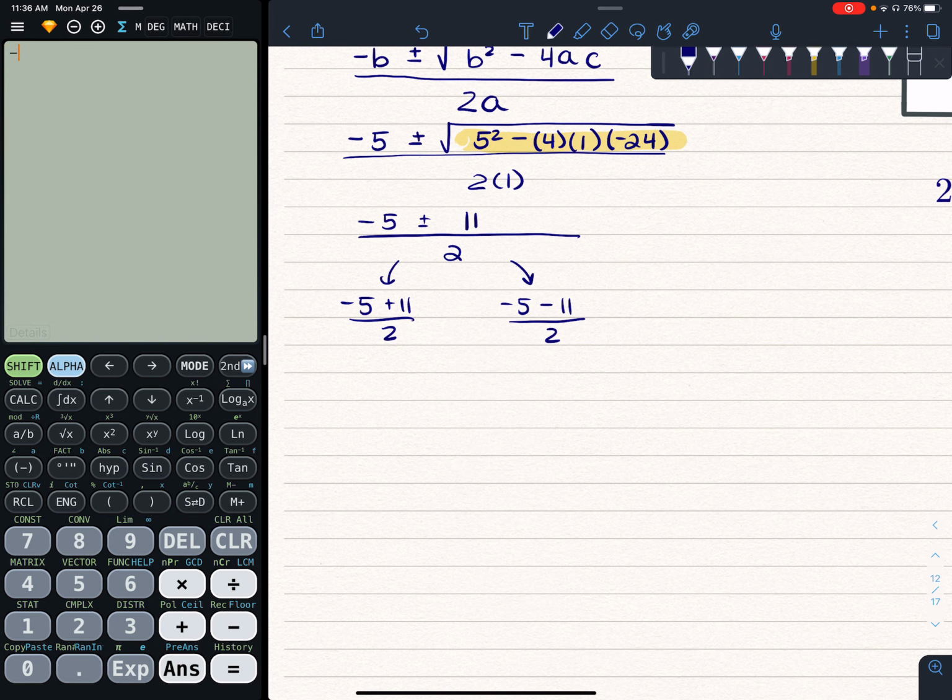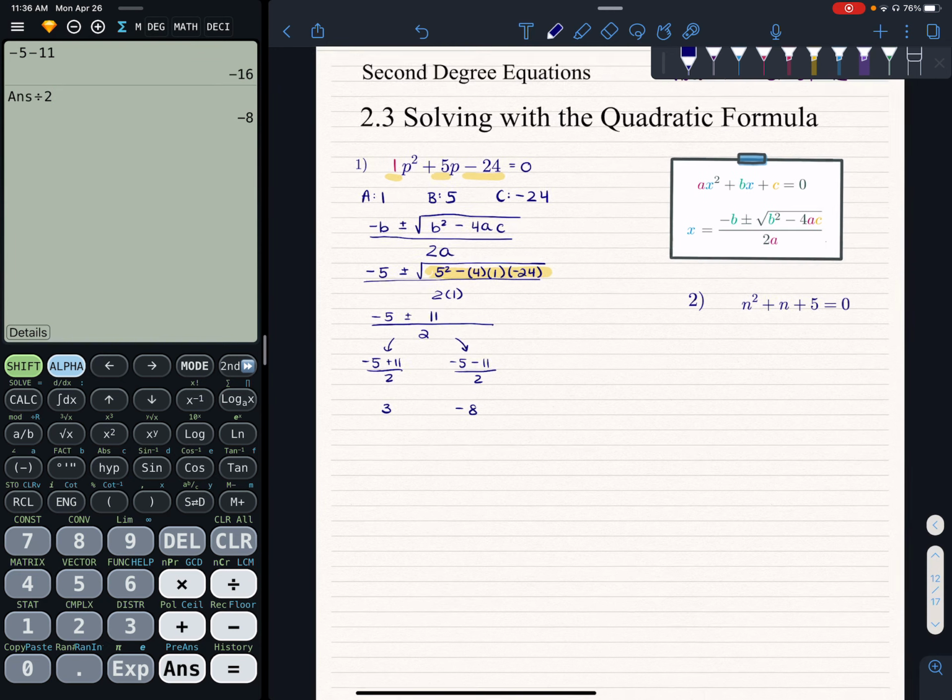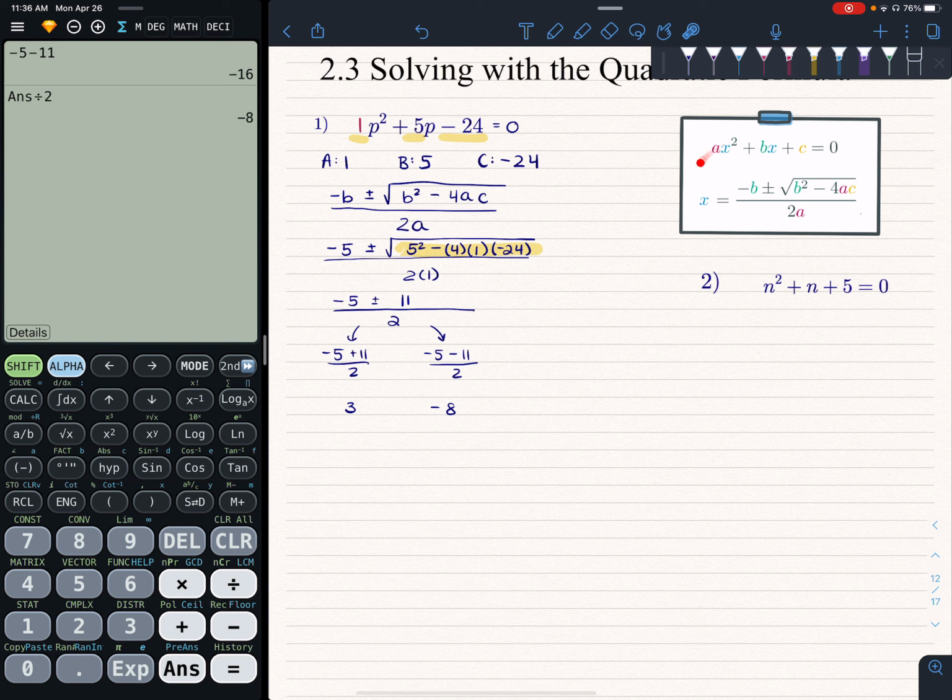So now we have minus 5 plus 11. That gives us 6. Divide that by 2. Here our answer is 3. And on the other side, we have negative 5 minus 11. That gives us negative 16. Divide by 2, we have negative 8. And if you had seen at the beginning for our formula, all of this is x equals.